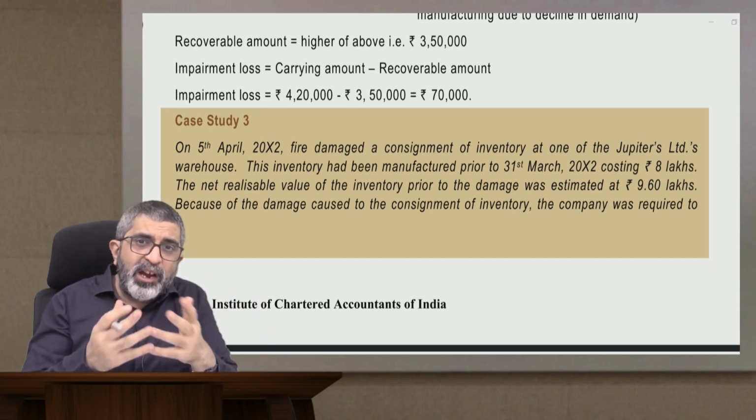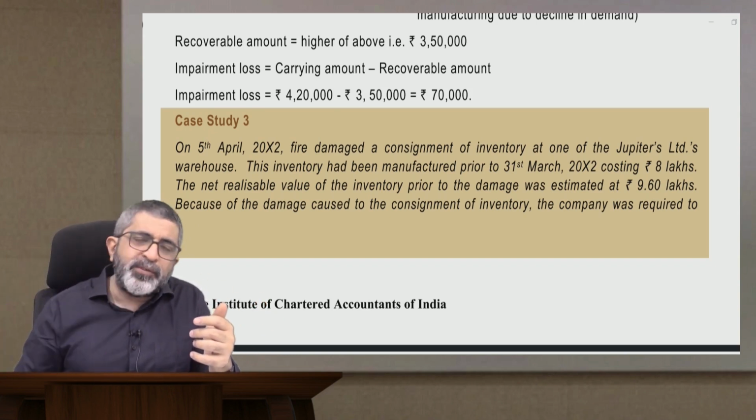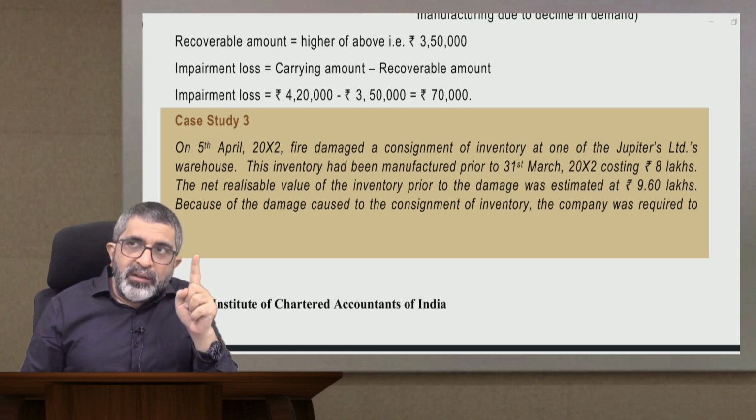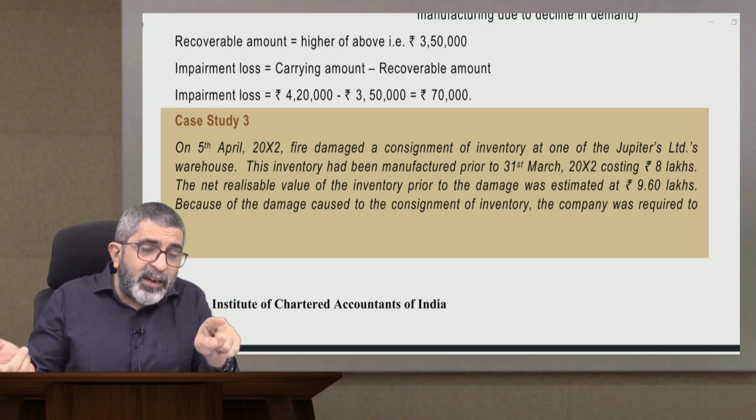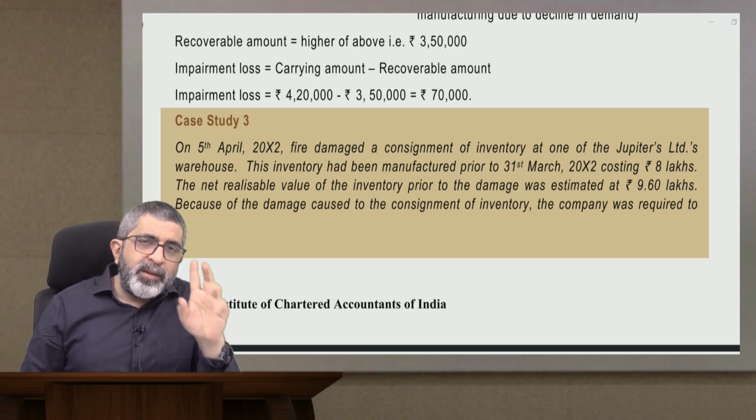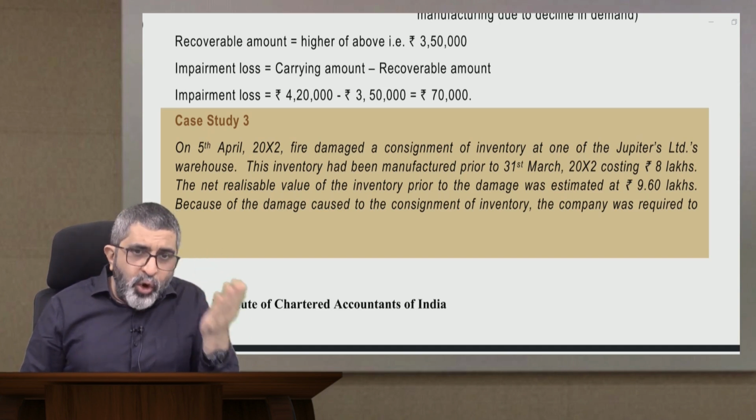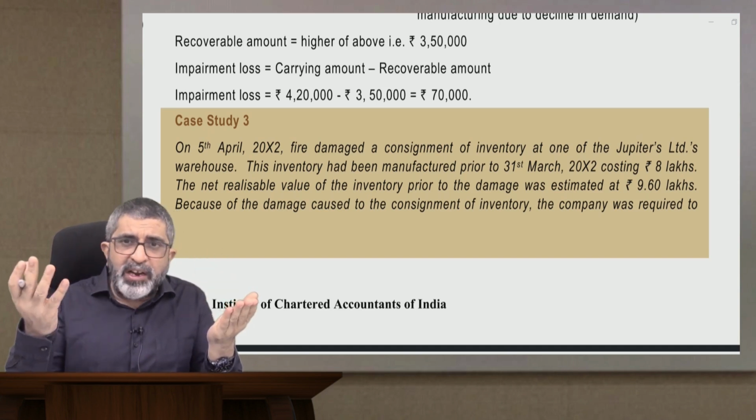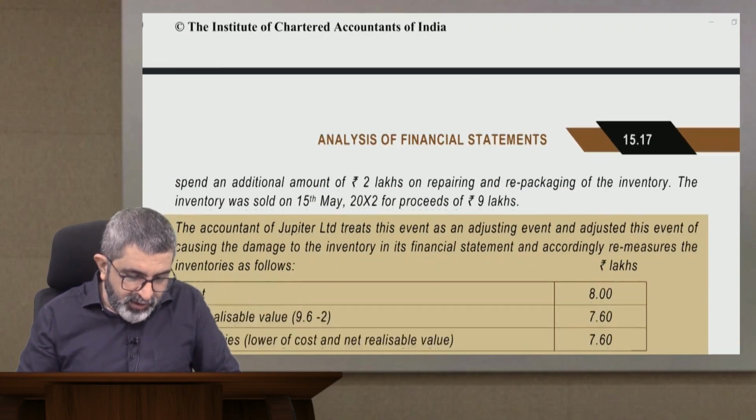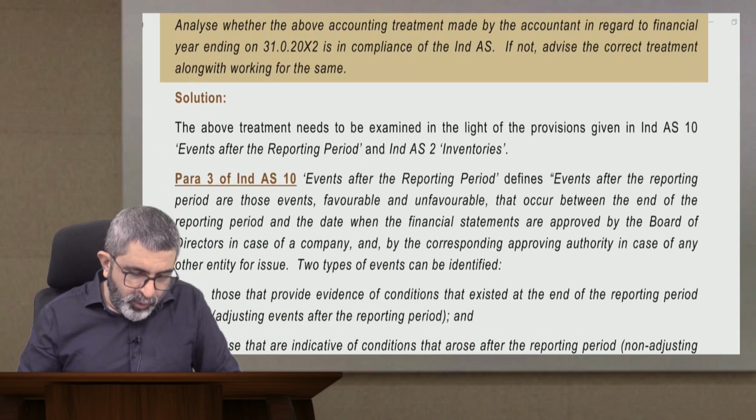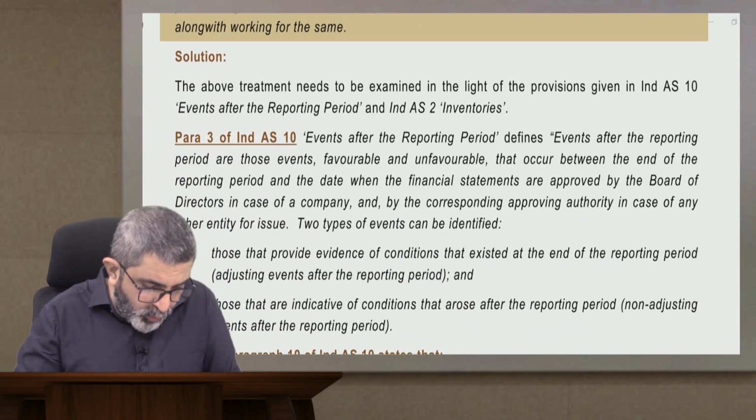Now, this repackaging and all happened because of the occurrence of that event. Therefore, there was no indication of such loss that might arise in future as at the reporting date, and therefore, as at the reporting date, there is simply the application of Ind AS 2, according to which the cost of inventory being 8 lakhs, the net realizable value being 9.6 lakhs, you have to consider the lower of those two values and nothing else. Now, look at the solution given by ICAI over here.